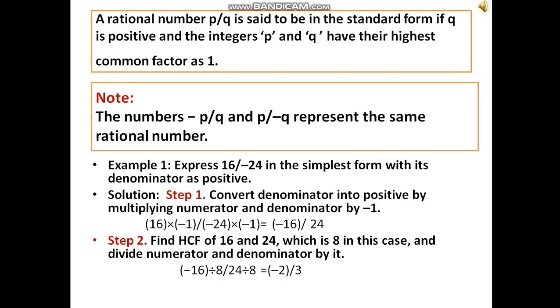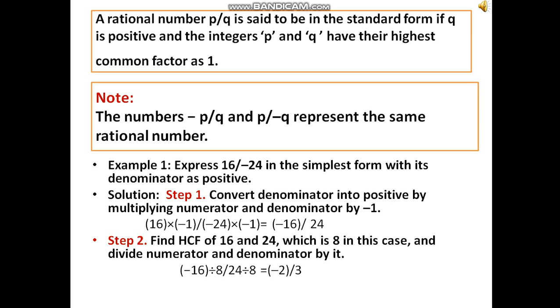Now you have to remember that a rational number p by q is said to be in the standard form if q is positive and the integers p and q have their highest common factor as 1, that is, HCF is 1. Then second, note that the numbers minus p by q and p by minus q represent the same rational number.